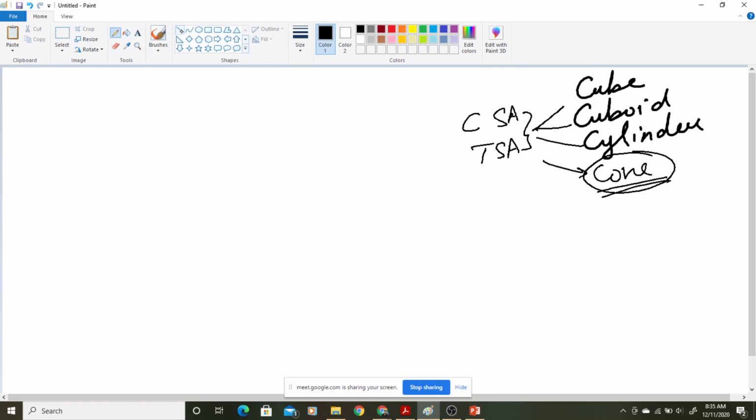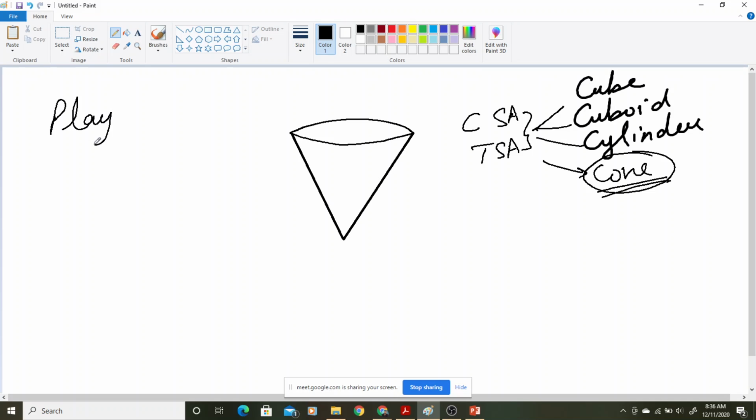I will try to draw that kind of shape. You must have eaten this kind. So this is what a cone looks like. And you must have seen it in your playground also, na? In the playground we use this kind of cones to mention some kind of area or some kind of directions.